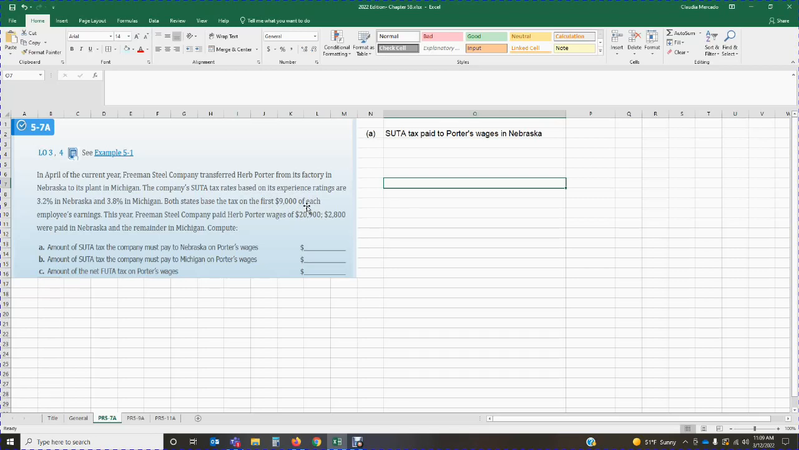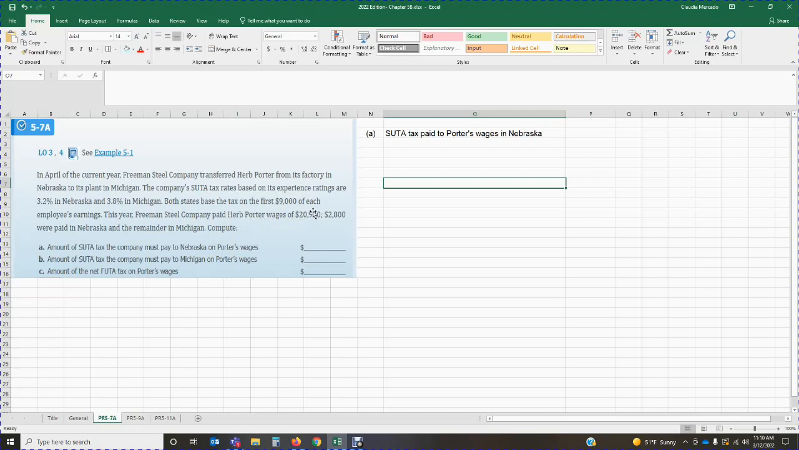Okay, so for SUTA tax purposes in this problem, the first $9,000 of earnings are taxable. Remember, SUTA varies by state. In this particular case, they're giving us the amount of SUTA in the problem. Now, FUTA does not change. The FUTA, which is the federal unemployment tax rate, it's standard across all states. And for FUTA, it's the first $7,000 of earnings, regardless of the state that you're in. Okay, so SUTA is the first $9,000 of each employee's earnings. FUTA is the first $7,000. Just make a mental note of that.